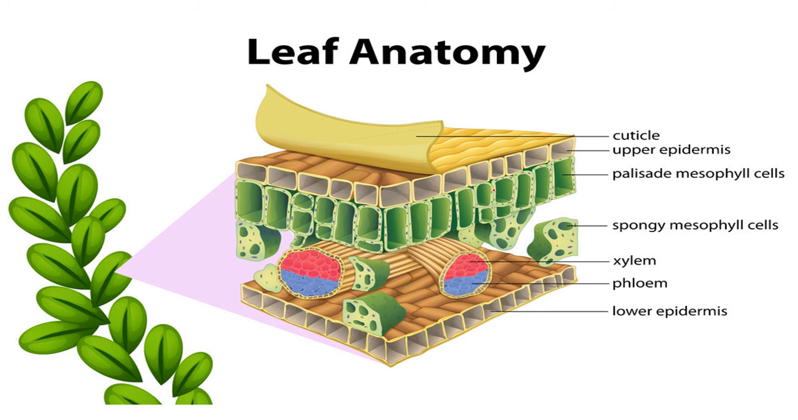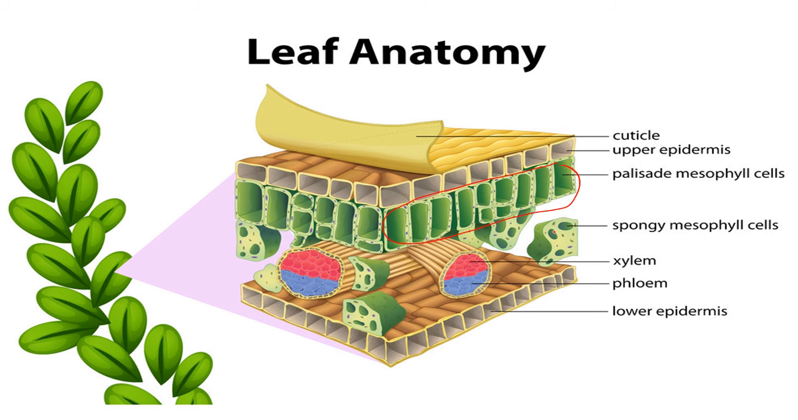Below the upper epidermis is the mesophyll layer, which is composed of palisade and spongy mesophyll cells. The palisade mesophyll cells are the elongated cells found right next to the upper epidermis, where most of the chloroplasts are found. Therefore, most of the photosynthesis happens in this region.